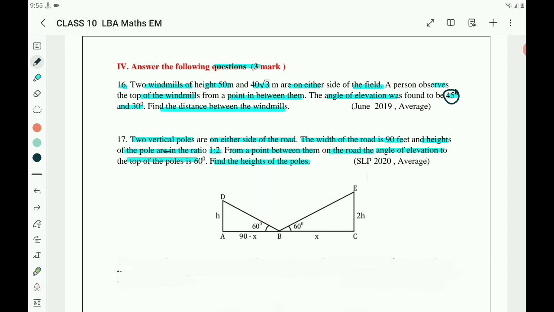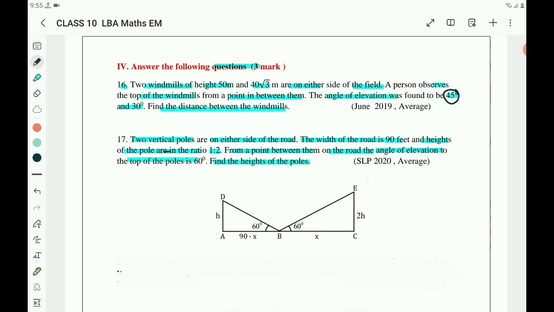And the heights of the poles are in the ratio 1:2. If you take the height of one pole as h, then the height of the other pole is 2 times h. 1:2 means it is h and 2h. Or you can take x and 2x also, or a and 2a also. So h is the suitable symbol for height.